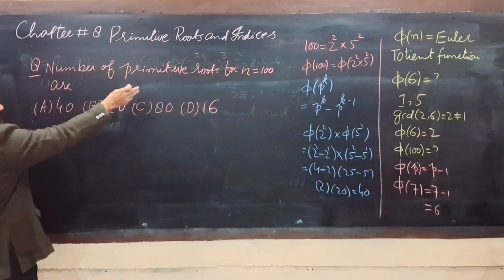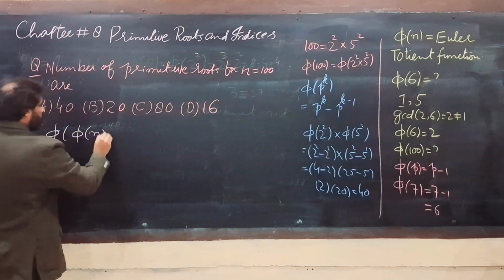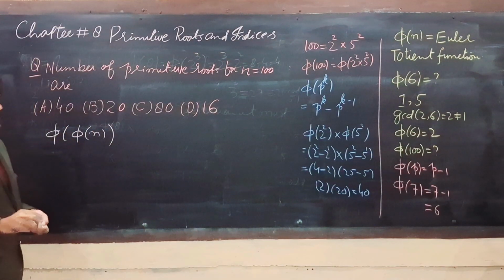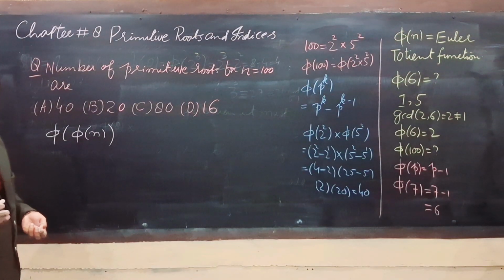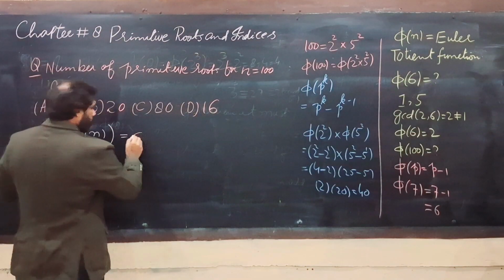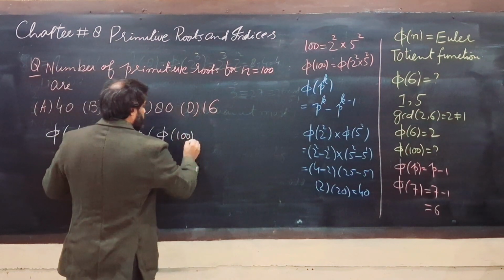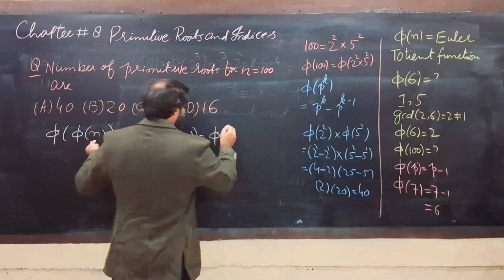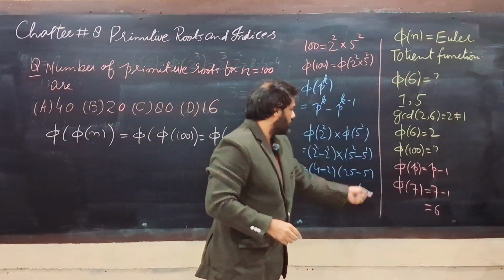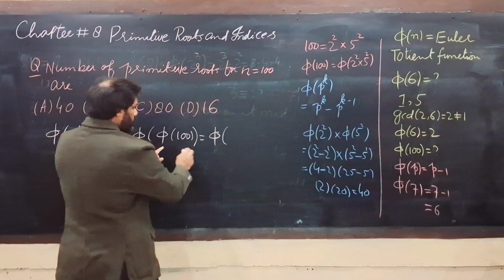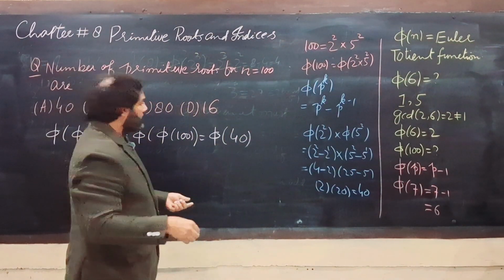The number of primitive roots for any positive integer is given by phi of phi of n. So this is the simple formula to calculate how many primitive roots any positive integer can have. So this is equal to phi of phi of n. My n is 100. So what is phi of 100? Phi of 100 is 40 here. So this becomes phi of 40. Now again we have to find the value of phi of 40.